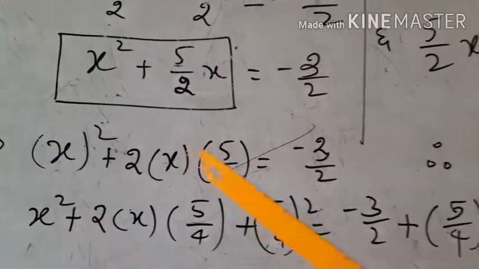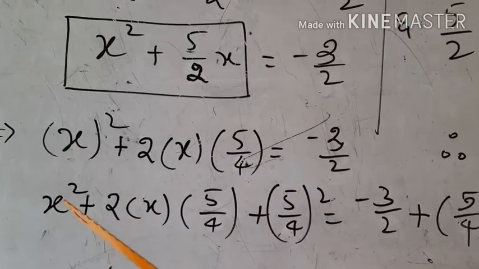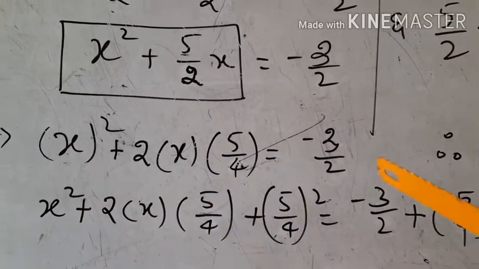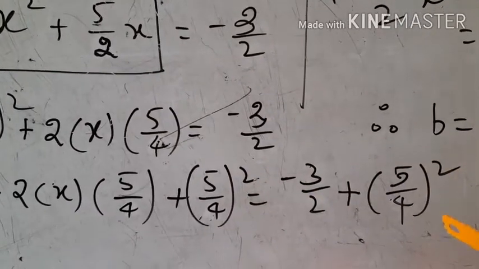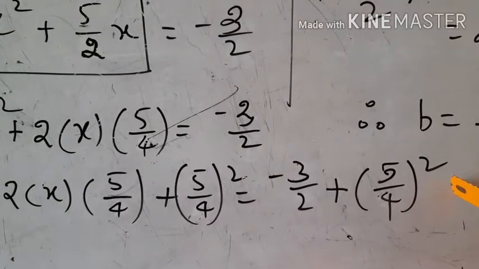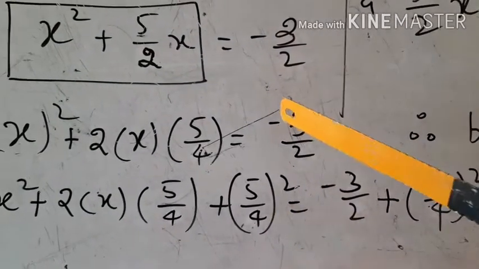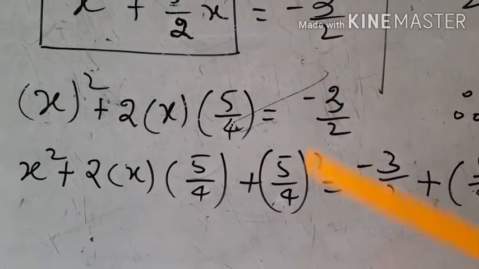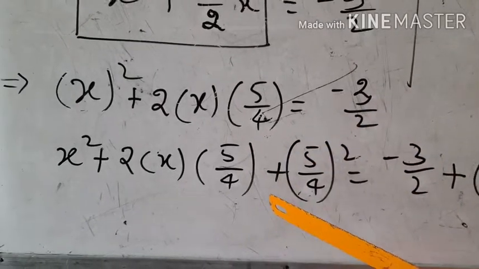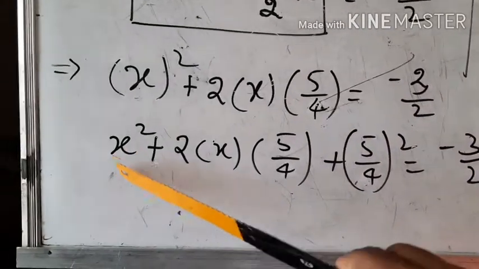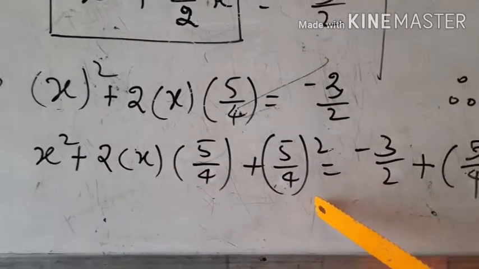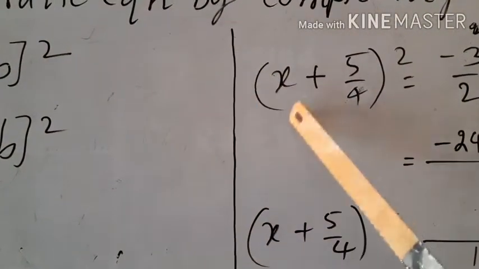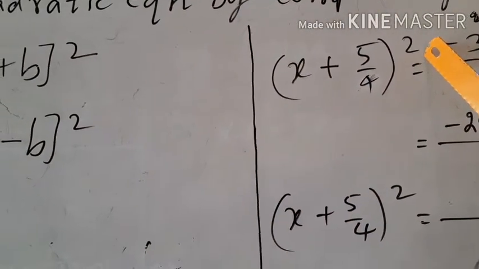So, to make the LHS a complete square, I add 5 by 4 the whole square this side also and 5 by 4 the whole square this side also. Again, these two will get cancelled and I will get the same thing. But by adding 5 by 4 the whole square, it becomes a complete square. See here, a square plus 2ab plus b square, right? This is equal to a plus b the whole square, right?